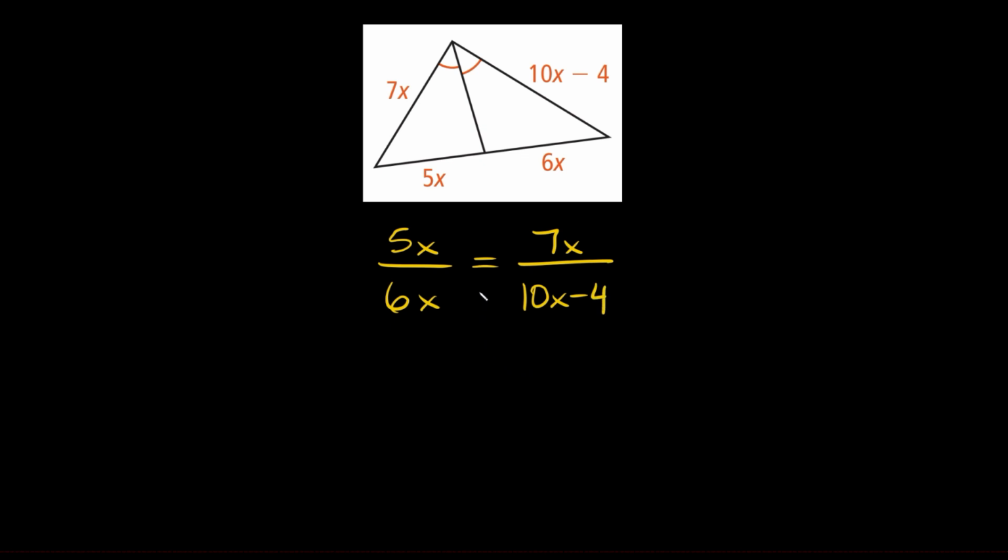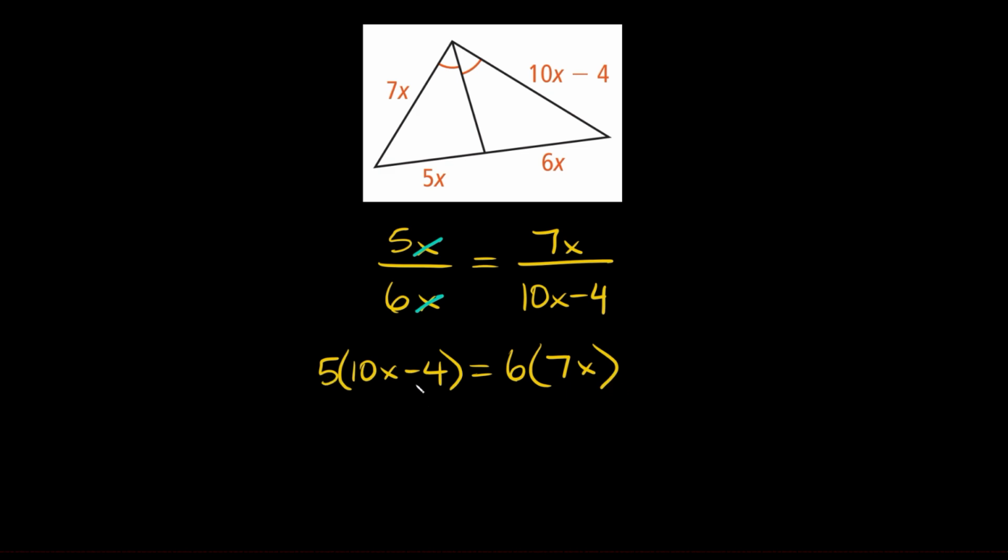Okay, now one thing we can do before cross multiplying is, if you notice something, on this fraction we have 5x over 6x. Since we have a common factor, x, we can actually just cancel that out. So now this is just reduced down to 5 over 6. Now that we simplified that, let's cross multiply. Our first cross is going to be 5 times 10x minus 4, and that's equal to the other cross, which is going to be 6 times 7x.